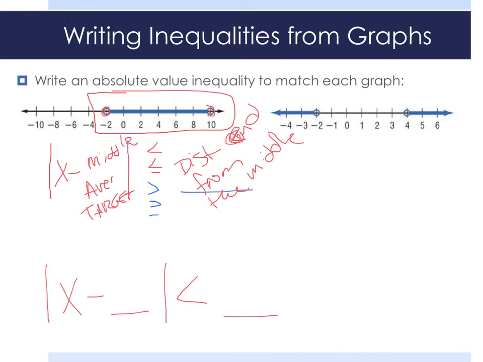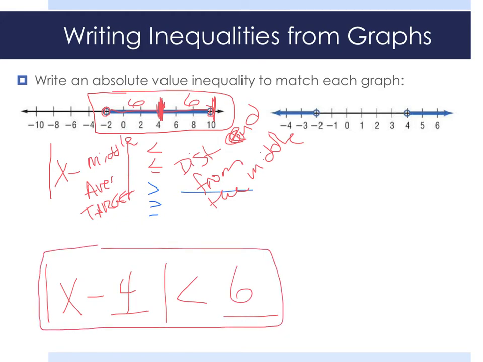Well, the middle of this particular graph is going to be right here at 4. So that goes inside the bars. And the distance from 4 to 10 is going to be 2, 4, 6. So then that's going to go out there. So there is my absolute value inequality: the absolute value of x minus 4 is less than 6.